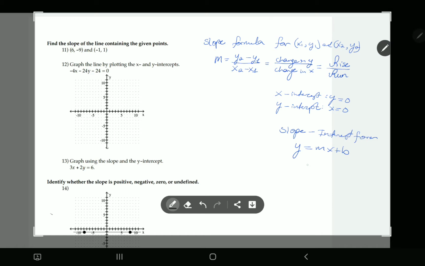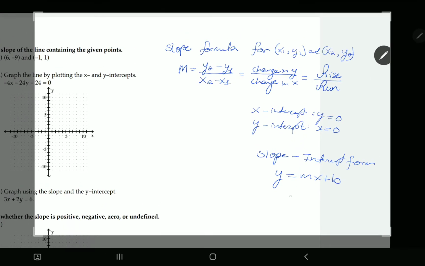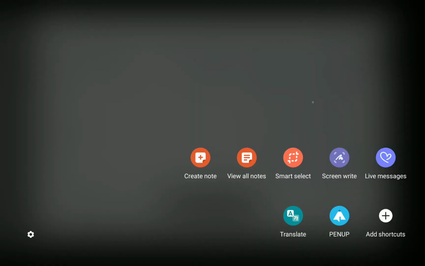Now, to find the slope between 2 points, x1, y1, x2, and y2, we use the slope formula: y2 minus y1 divided by x2 minus x1. The slope is also equal to the change in y divided by the change in x, or we can call that rise over run. The rise controls if we're moving up or down, and the run controls if we're moving to the right or to the left.